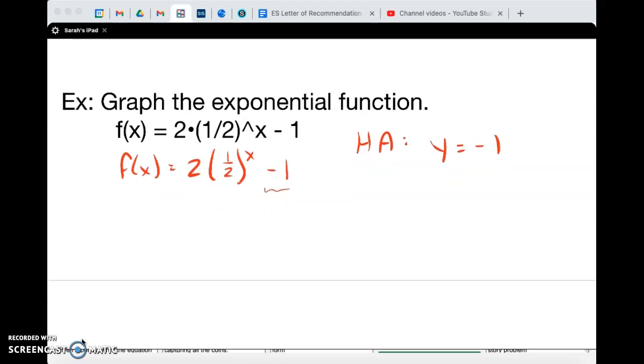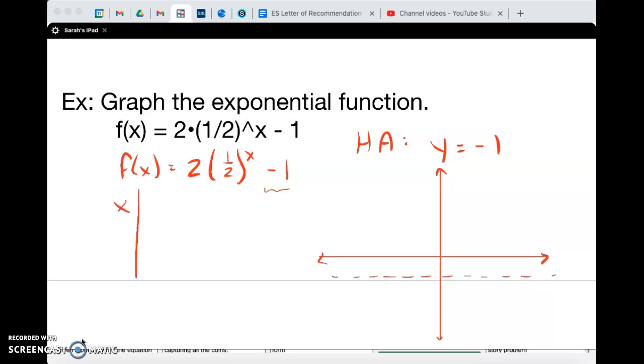Okay. So you can graph the asymptote. Is my exponential going to be above this asymptote or below it? Above, because my a value is positive, so it should be above. I would make a table and plot the points. Since there's no horizontal shift, I would just do -1, 0, and 1.